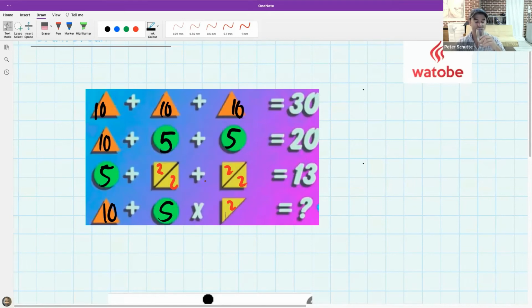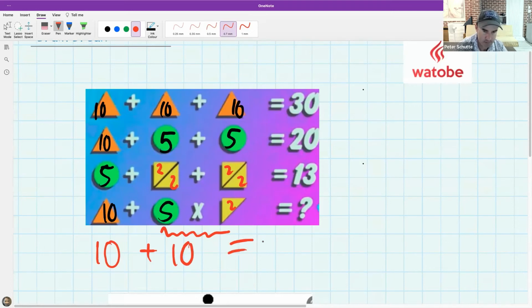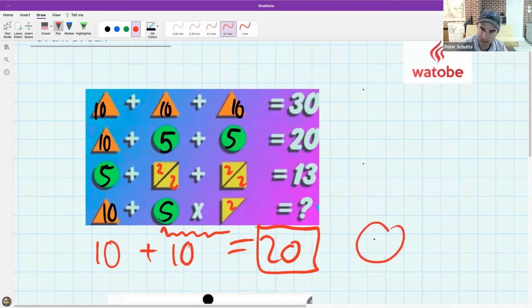Be careful. There's something called BODMAS, so you've got to keep your eyes on the prize there. BODMAS says, which of these two operations get done first? Addition or multiplication? I think it's multiplication. So we get 10 plus 10, and so the final answer is 20.